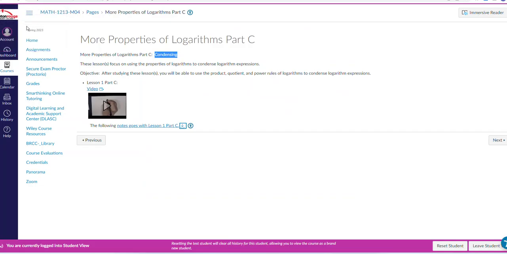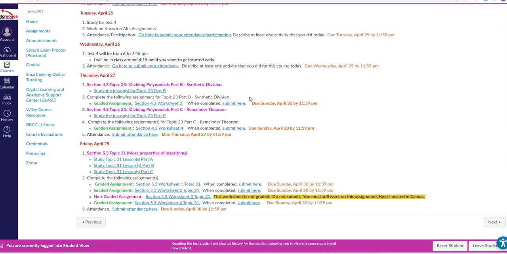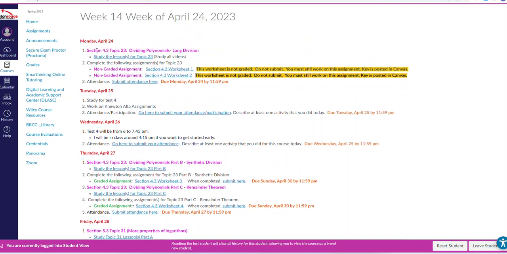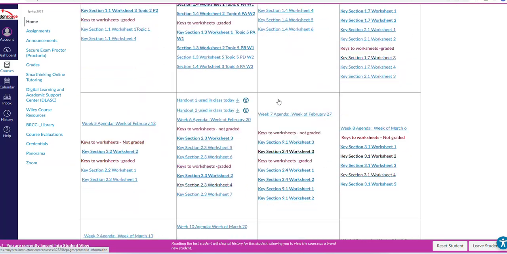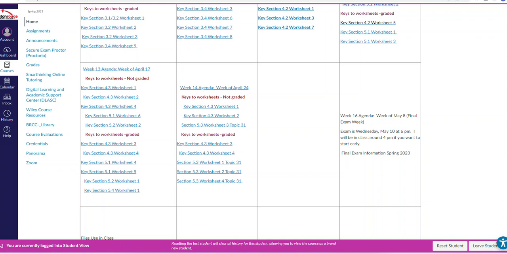Okay, so I believe that is it for this week. So this is week 14. So when you go to the table, notice here's week 14. These are the non-graded worksheets. The keys are already posted. Here are the graded worksheets. The keys are not posted, so you won't be able to get access to this until next week. And notice we have 1 week left. So week 15 will be our last week, and then the week after that, week 16, is your final exam week. And your final exam will be on Wednesday, May 10th at 6 p.m.